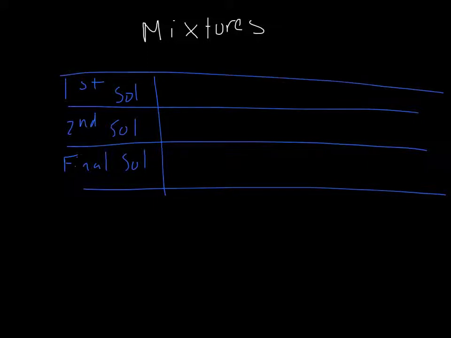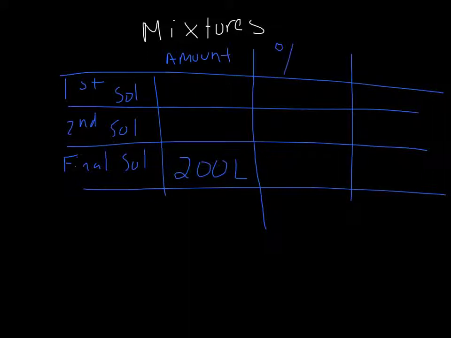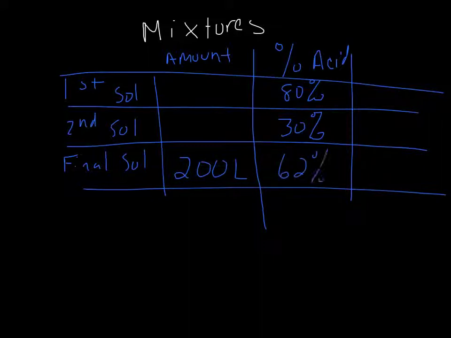Okay, and we start off with the amount. That's how much you have of the total thing. And all it says in here is it wants a 200 liter solution, so the final has to be 200. That's what we know. Now, they gave us the percent of acid. So the percent acid of the first solution is 80%, the second solution is 30%, and the final solution they want to be 62%.